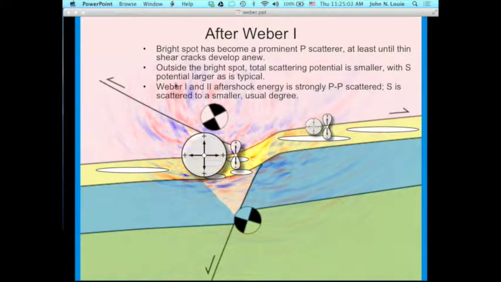Okay, so the Weber 1 and Weber 2 aftershock energy gets strongly P to P scattered, both forward and back scattered. And notice that the scattering is just as strong for this delta lambda reflectivity that's big. The forward scattering is just as big as the back scattering, and vice versa. S is scattered to a smaller degree. That's a very unusual degree of scattering.